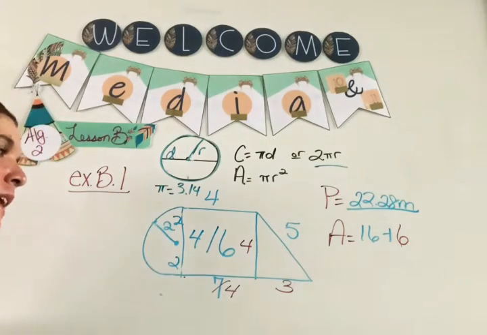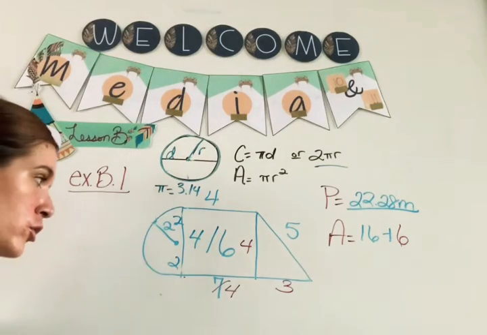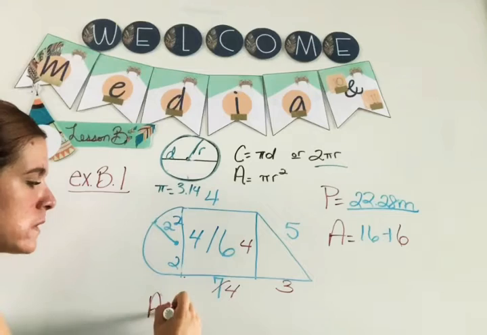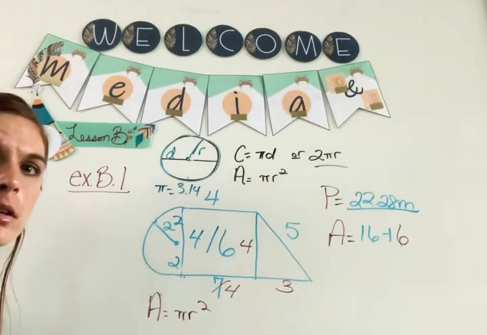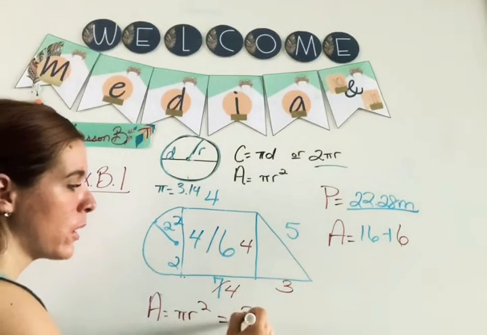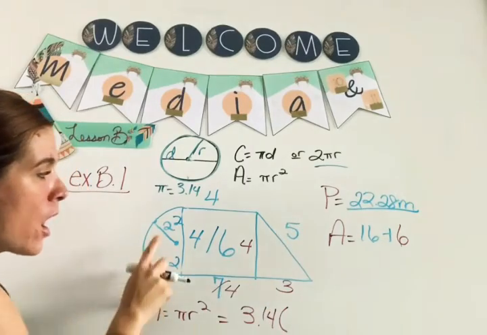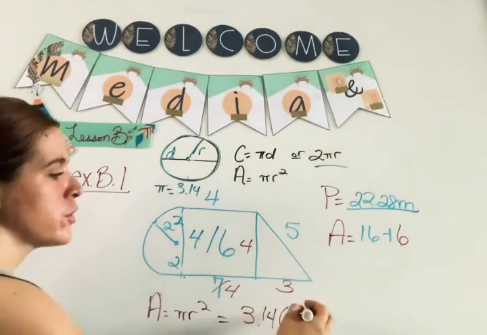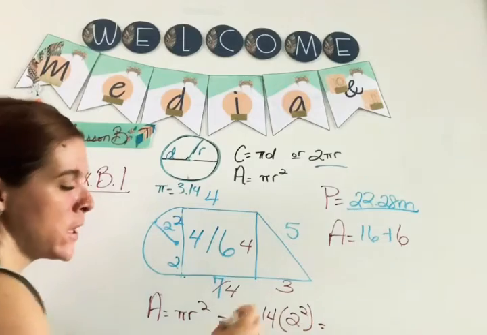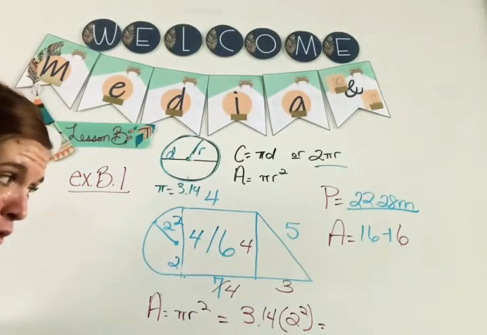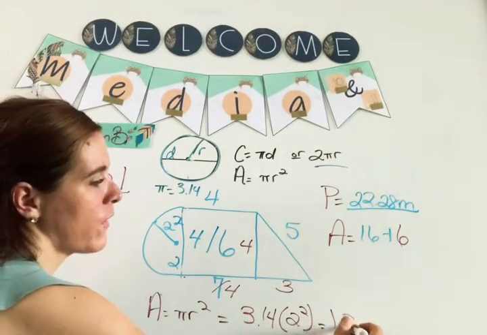The last thing we need to find area on is your circle. Here we go. Area equals pi r squared. Okay? So we have 3.14 times r squared. 2 is your r, so it's 2 squared, which is 4, right? So 3.14 times 4 is going to give you 12.56.